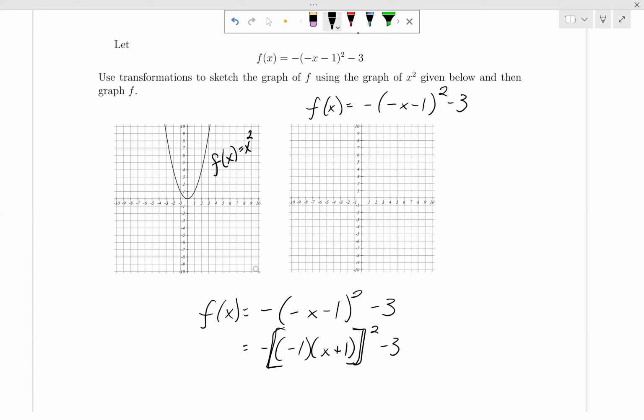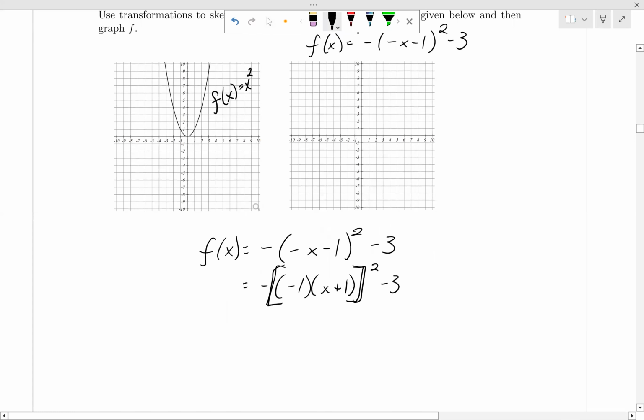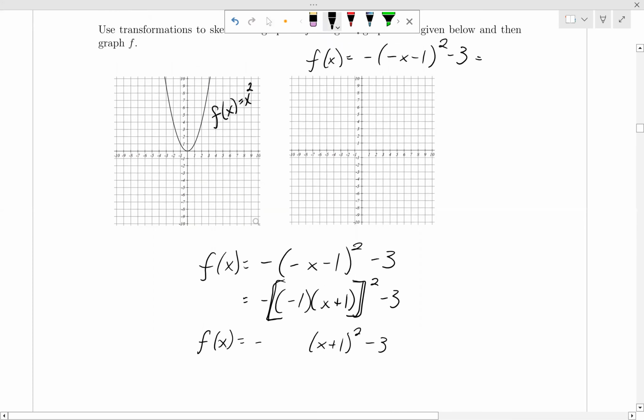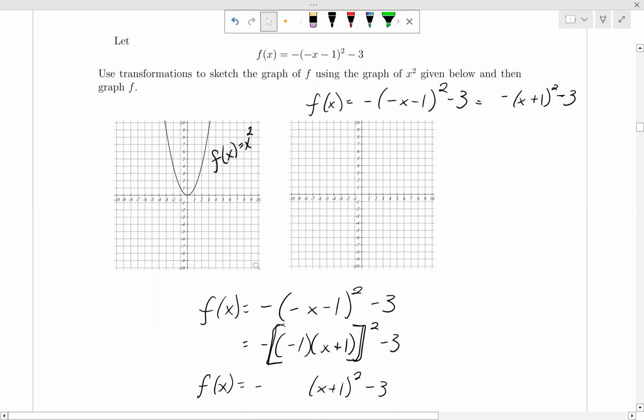So then I'm going to get f of x equals negative 1 squared times x plus 1 squared minus 3. This negative 1 squared is just 1, so it goes away. What we're left with can be rewritten as negative x plus 1 squared minus 3. It still needs to be graphed, but now we don't have all these crazy negatives everywhere, and it makes it look a little bit prettier. So I'm going to zoom in just a little bit.